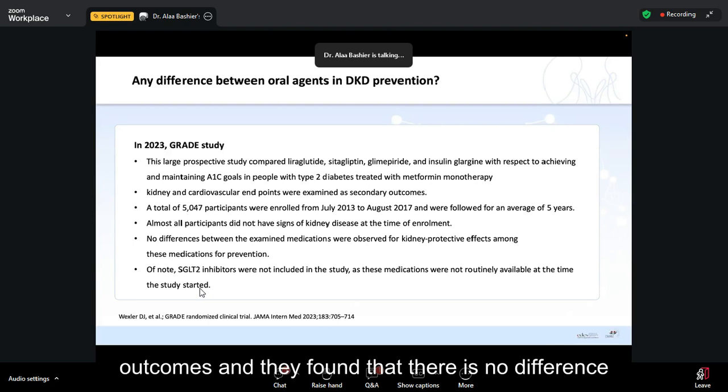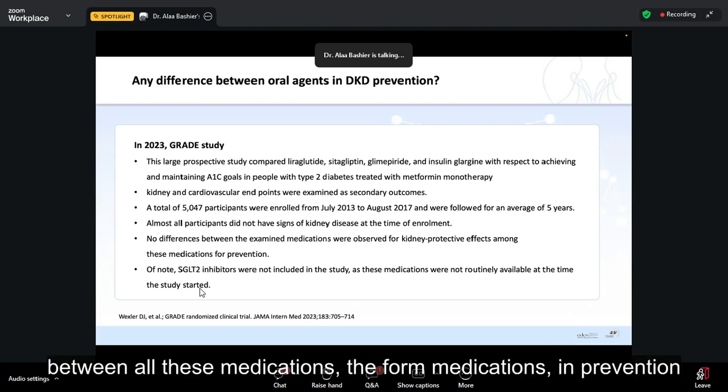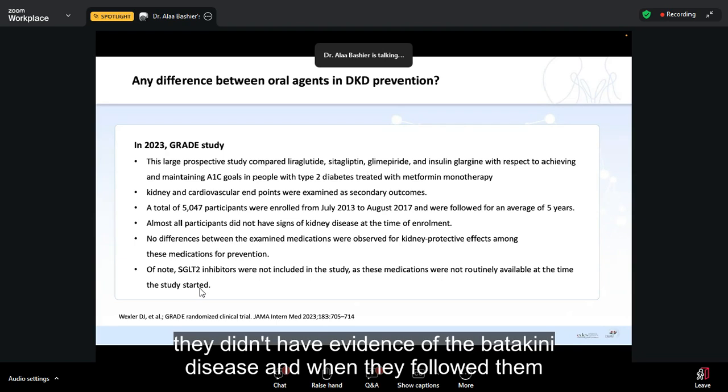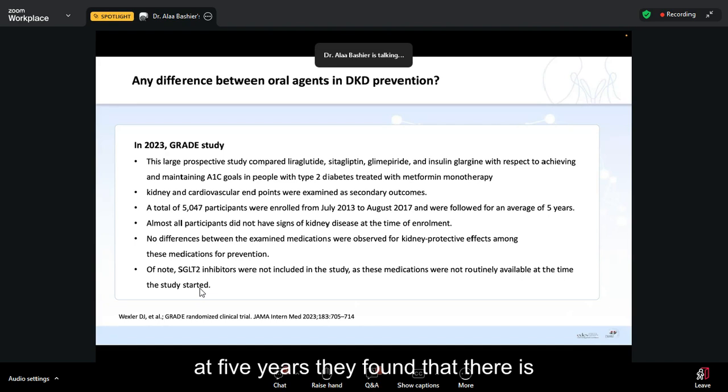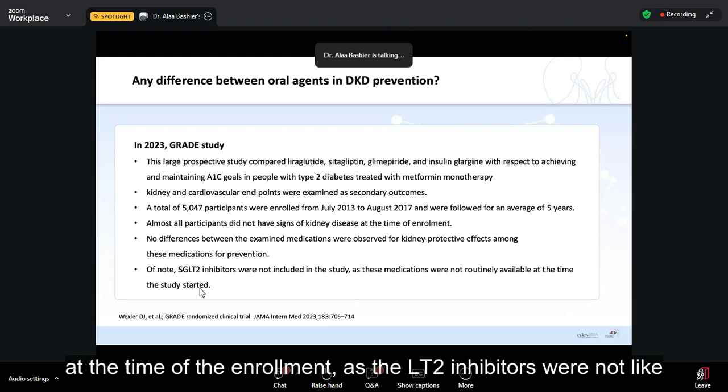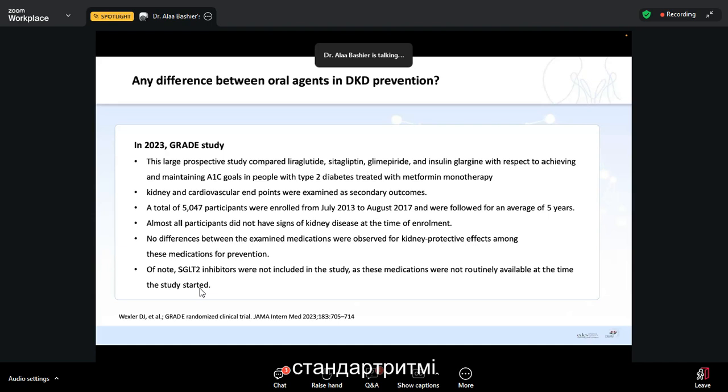And they found that there is no difference between all these four medications in prevention of diabetic kidney disease. All those patients, at the start, at enrollment, didn't have evidence of diabetic kidney disease. When they followed them at 5 years, they found that none of these medications helped in prevention. Of note, and very important, the SGLT2 inhibitors were not studied in those patients, because at the time of enrollment, SGLT2 inhibitors were not standard treatment.